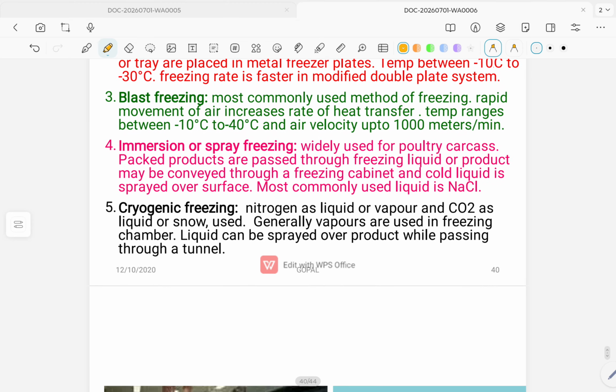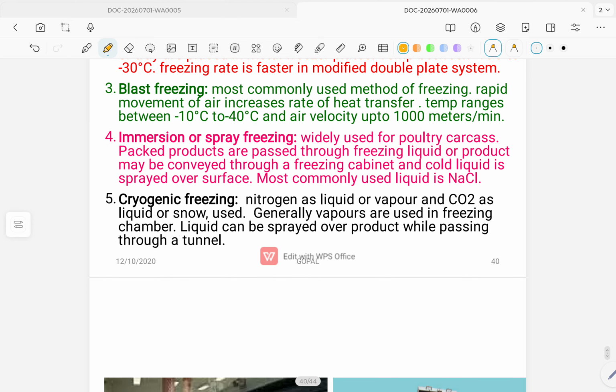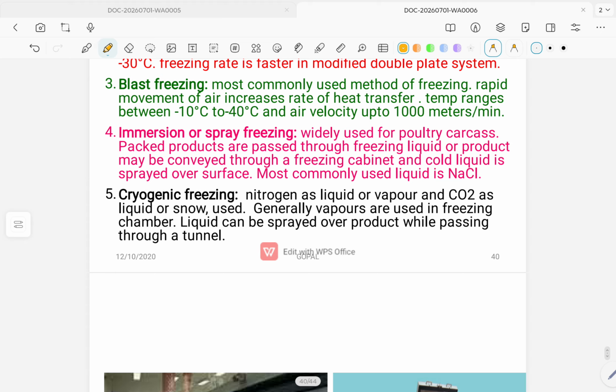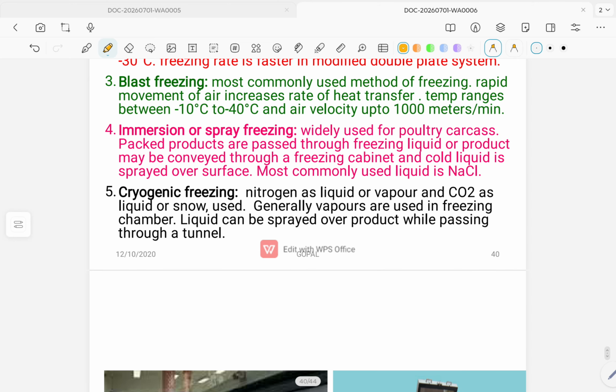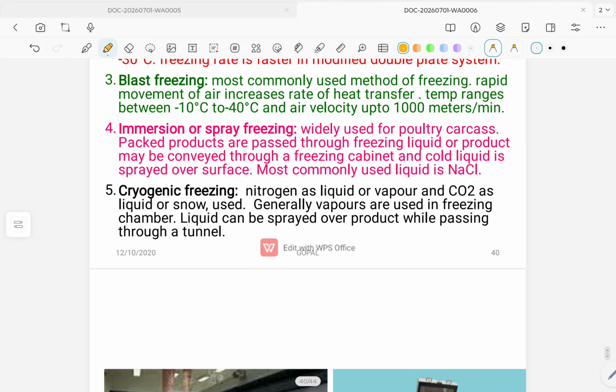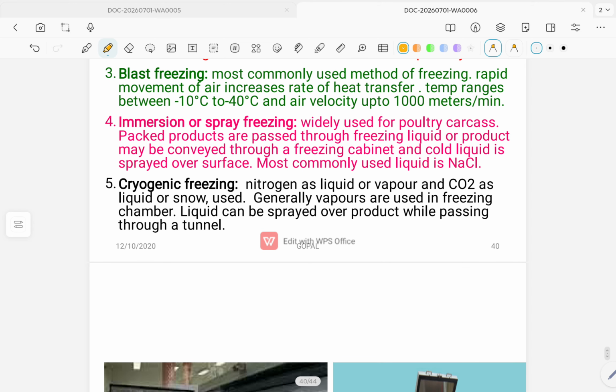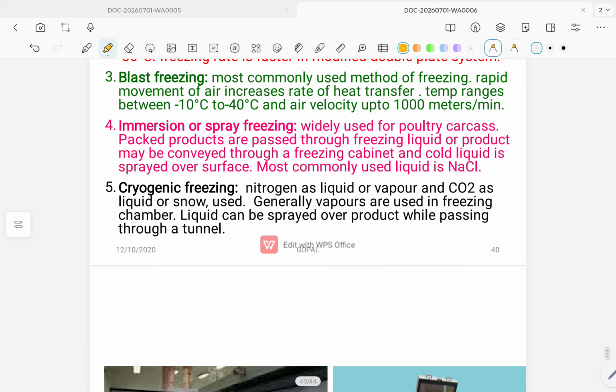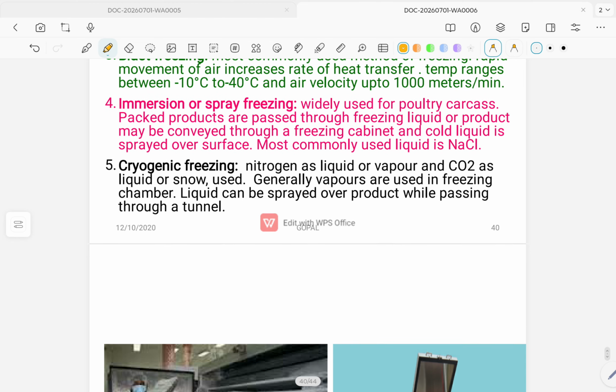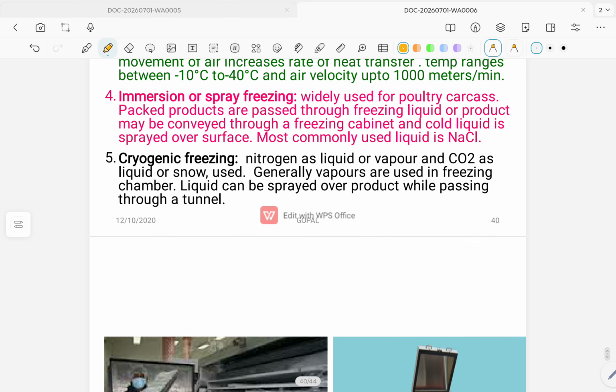Immersion or spray freezing, widely used for poultry carcasses. Packaged products are passed through freezing liquid, or products may be conveyed through a freezing cabinet and cold liquid is sprayed over surfaces. Most commonly used liquid is NaCl.